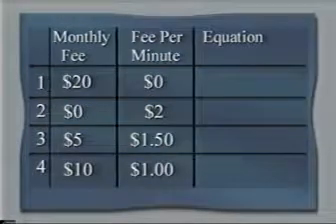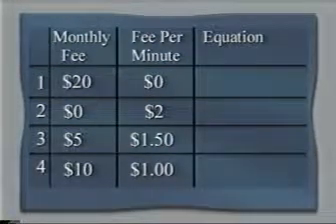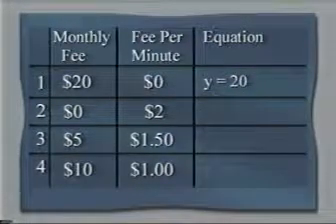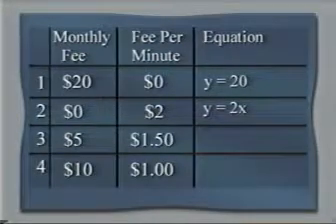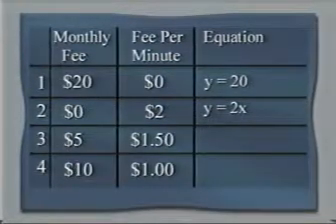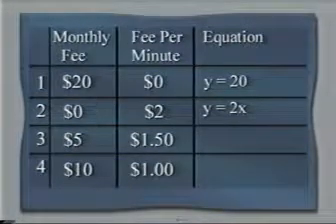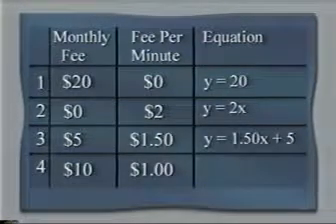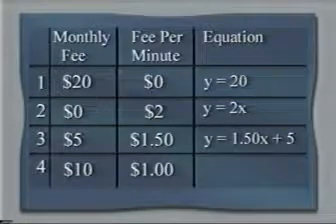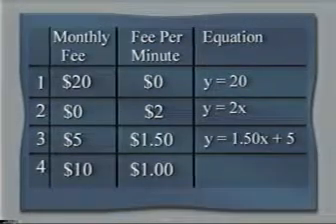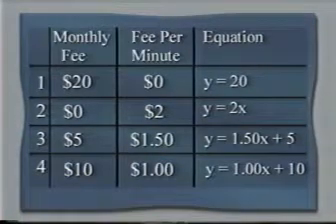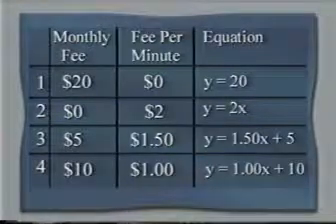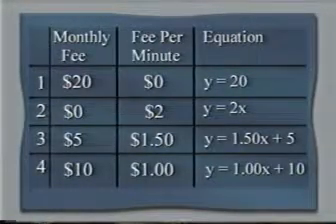You can write each of these plans as a linear equation. We have y equals 20, which is the first plan, $20 no matter how many minutes you use. The second plan is y equals 2x, because we have $2 per minute. That's the slope. Each additional minute costs you $2. The y-intercept is 0. If you use no phone calls, it costs you nothing for the month. The third plan is y equals 1.50x plus 5, $1.50 per minute and a $5 monthly charge. And the final plan is y equals x plus 10, or 1x plus 10 if you like, that is $1 per minute and $10 for the monthly charge.